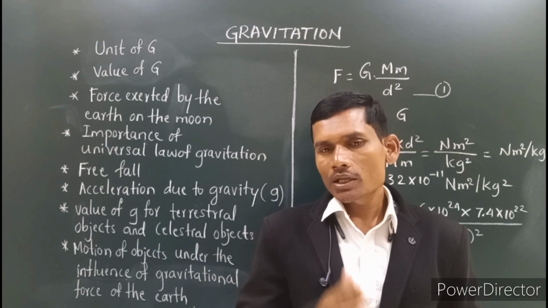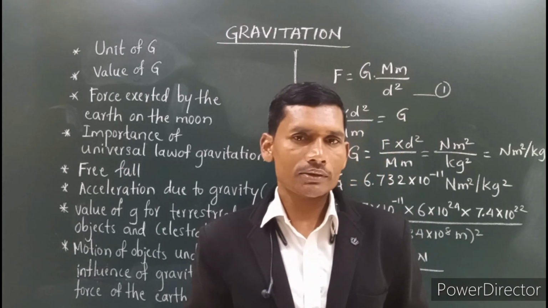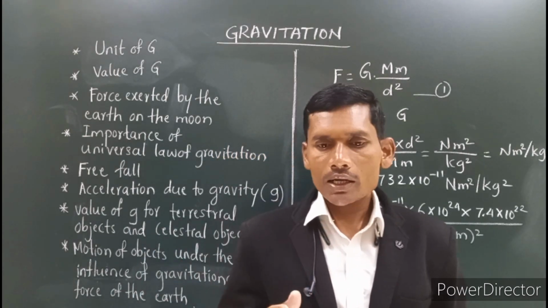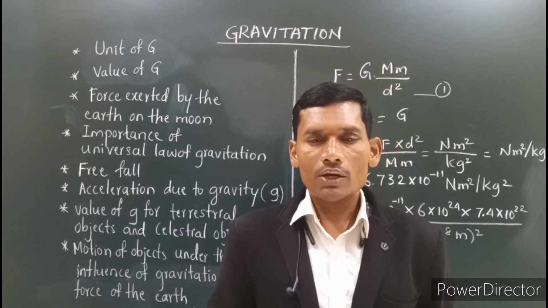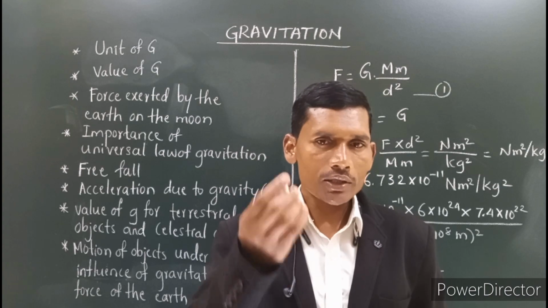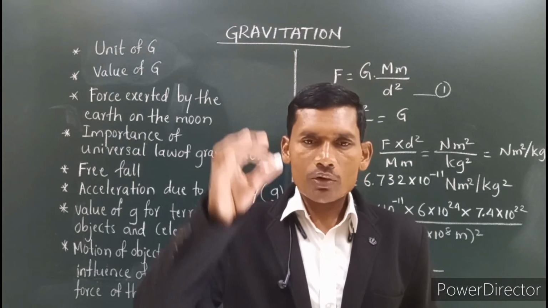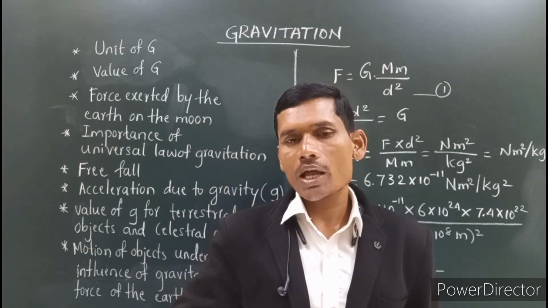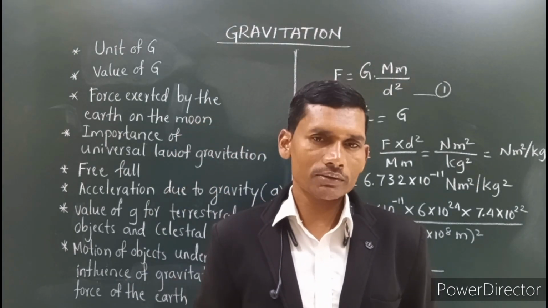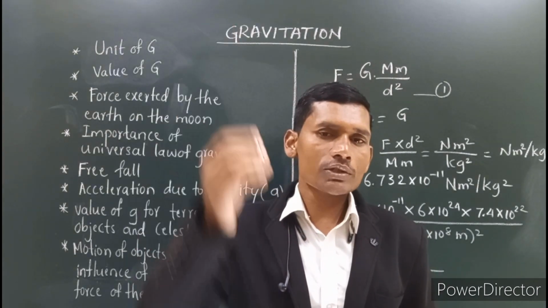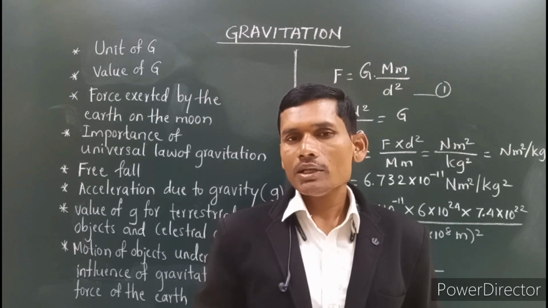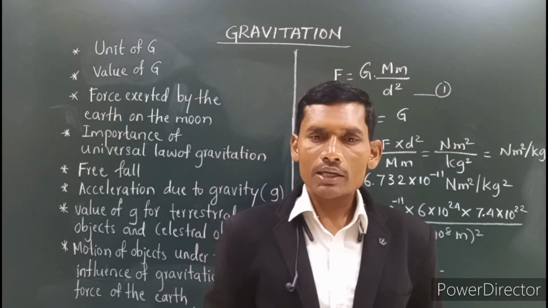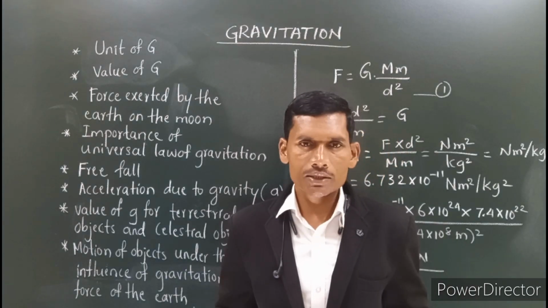Next, coming to acceleration due to gravity. What is acceleration due to gravity? Let us take an example here. When we throw an object upward, after reaching a certain height it comes to rest and returns back to the earth. When it starts falling towards the earth, its velocity increases. There is a change in the velocity, and change in velocity is nothing but acceleration.